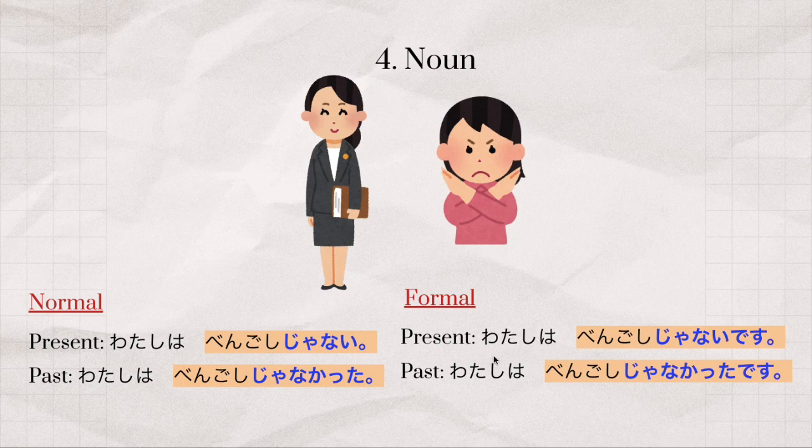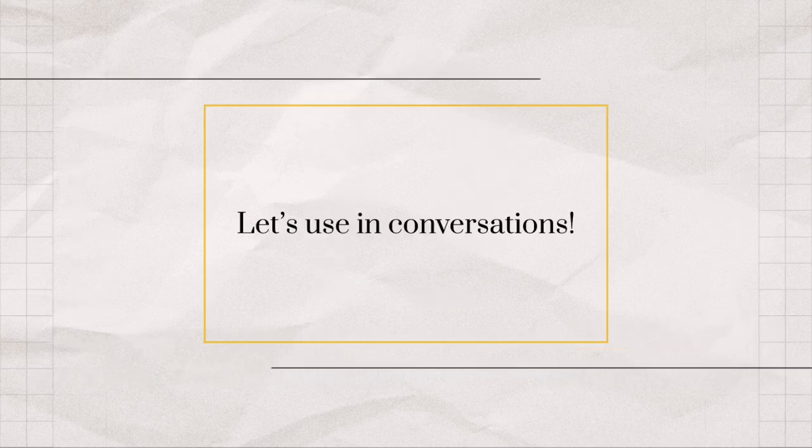In formal present, it will be 私は弁護士じゃないです. In formal past would be 私は弁護士じゃなかったです. Now that we learned how two different forms apply in four different grammar, let's use this in conversations so we could practice.